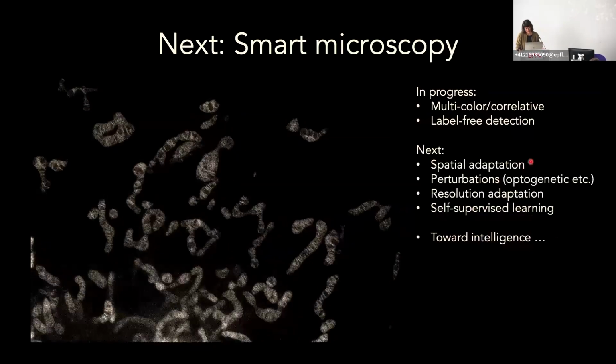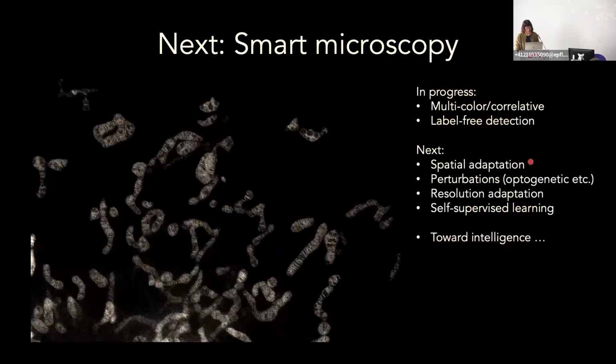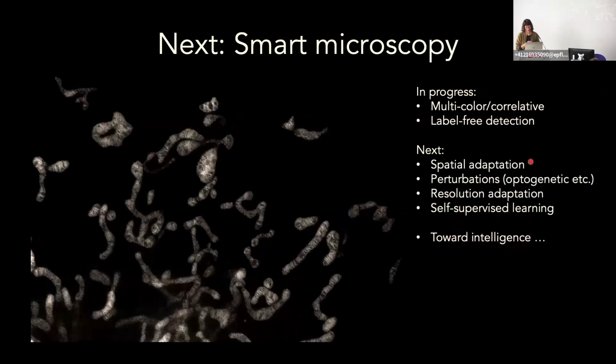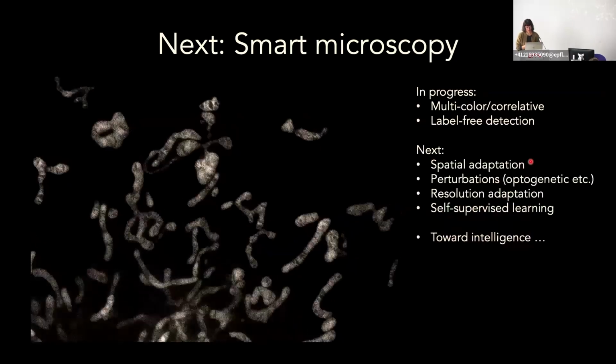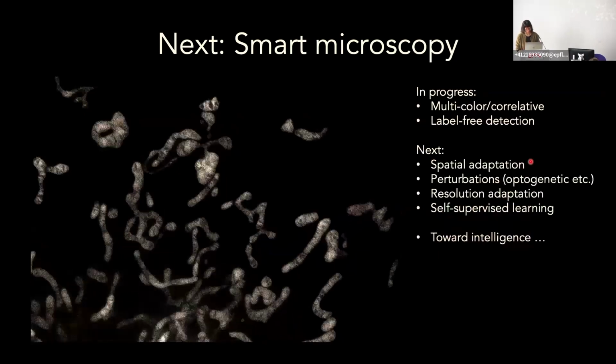Things that we're working on now, and actually people from my group in the room are working on spatial adaptation. So the neural network tells you not only when, but where. And so we would like to use sculpted light to be able to image specific parts of the sample and also potentially perturb them using optogenetic activation of those very precise locations at precise times.